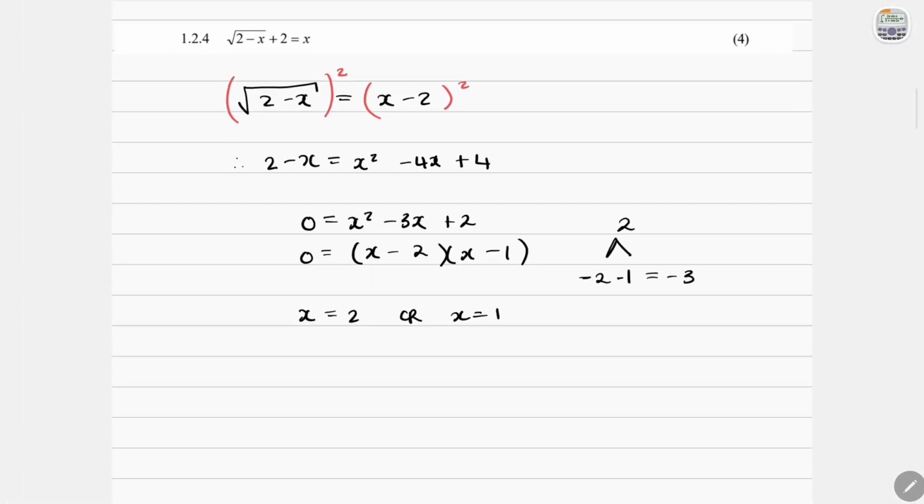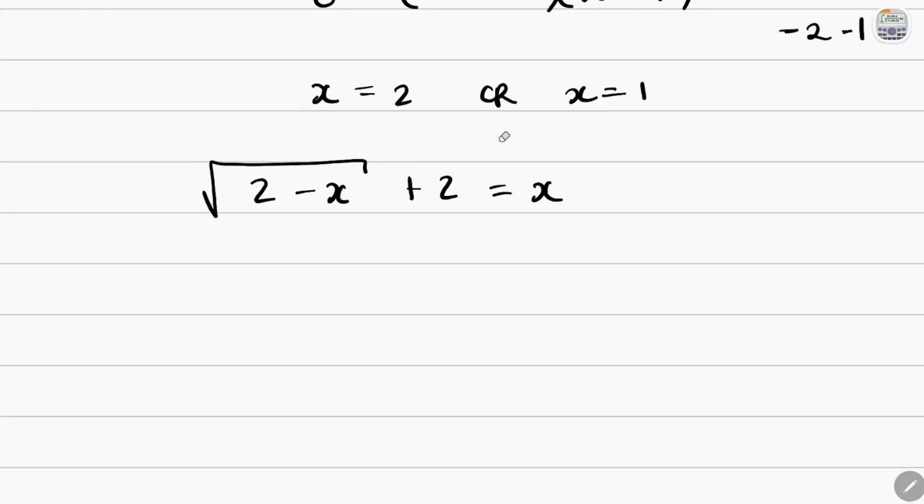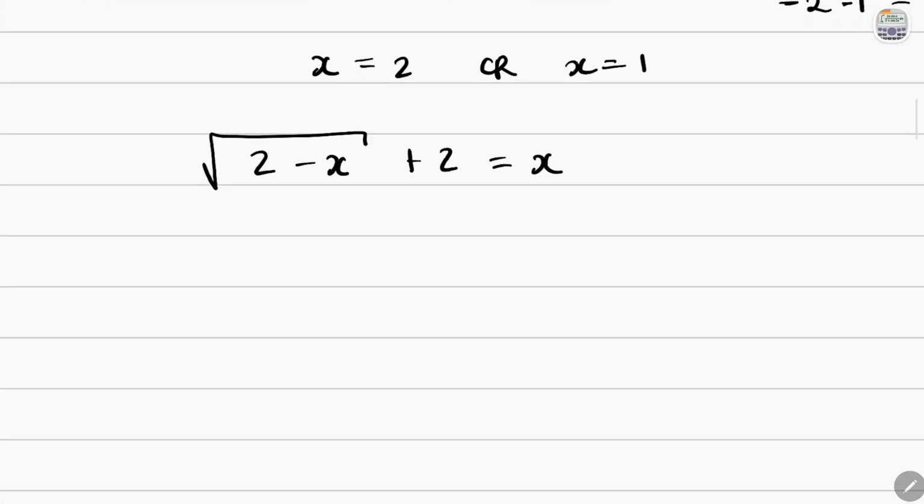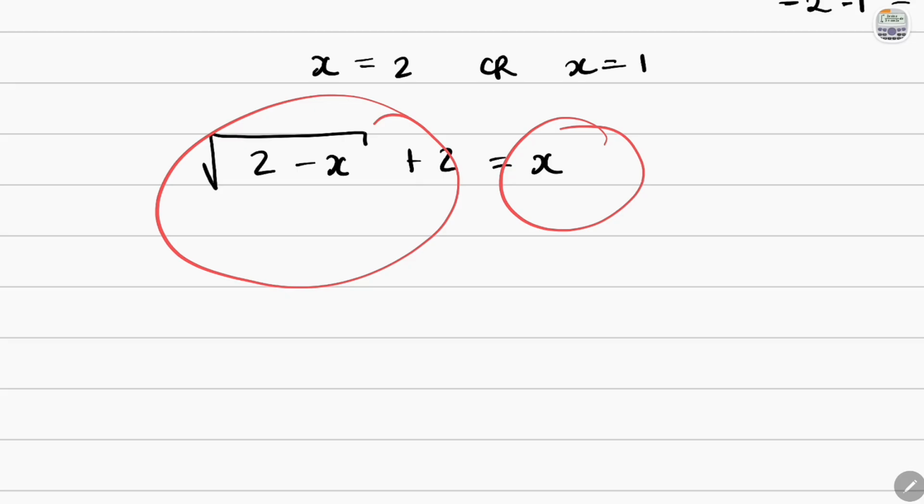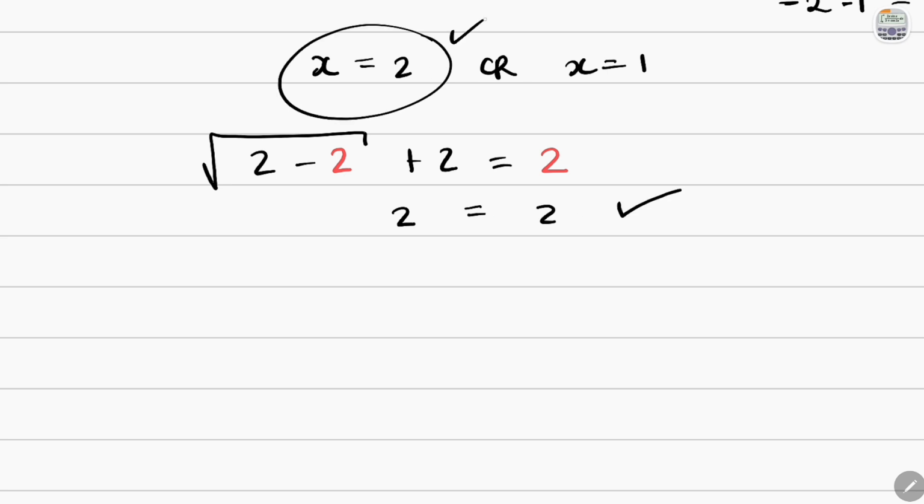But now we need to test to check whether they are actually valid. So take your original equation, square root of 2 minus x, plus 2 equals x, and check whether x is equal to 2 or x is equal to 1 is a valid solution for this. Okay, so for it to be valid, this equation needs to be true. This left-hand side must really be equal to the right-hand side when you substitute x. So let's substitute x. We get 2 here, and here we put 2. So square root of 2 minus 2, 2 minus 2 is 0, square root of 0 is 0, 0 plus 2 is 2. 2 really is equal to 2, so this one is valid.